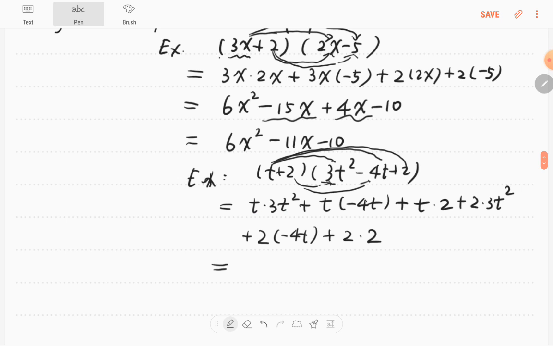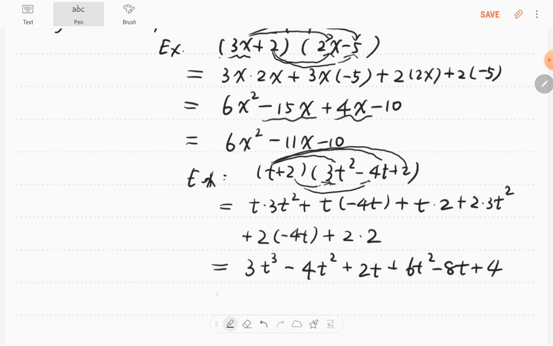Now we're going to use the multiplication with monomials. So 3 times 1, we only have 3. T times t squared, we have t to the third. And the second term, we have 1 times negative 4, so we have negative 4, t times t squared. And 2t here, 6t squared, negative 8t plus 4.